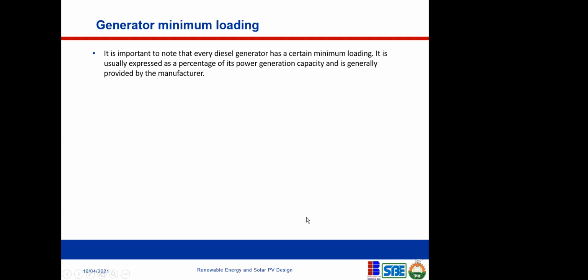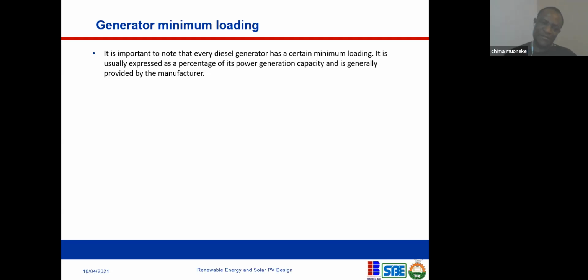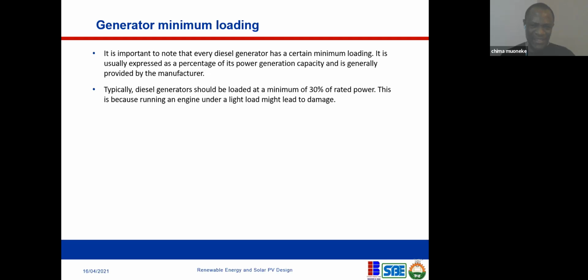Talking about generator minimum loading, and I'll try to explain why it is important when you combine your solar PV with your generator. It is important to note that every diesel generator has a certain minimum loading. It is usually expressed as a percentage of its power generation capacity and is generally provided by the manufacturer. Typically, diesel generators should be loaded at a minimum of 30% of rated power. This is because running an engine under a light load might lead to damage.